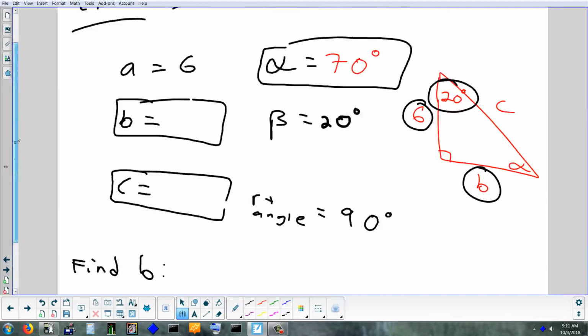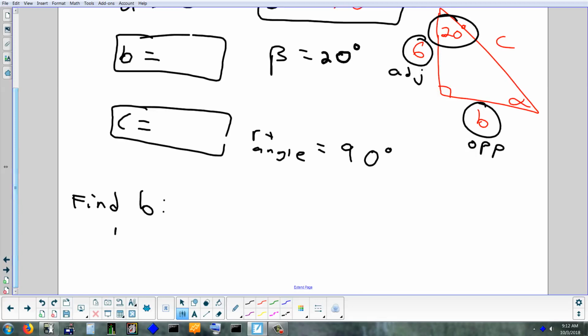In terms of opposite, adjacent, and hypotenuse, what's the name of the side that we've labeled B? That would be opposite. Everything is from the perspective of the 20. That's the angle we're choosing. And what about the side that's labeled 6? Adjacent. So if we're finding B, that's what we want to know. That's the opposite. 6 is adjacent, that's what we already know. So what trig function has opposite and adjacent? Tangent, the same as last time.